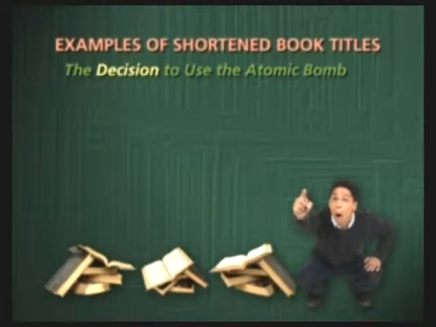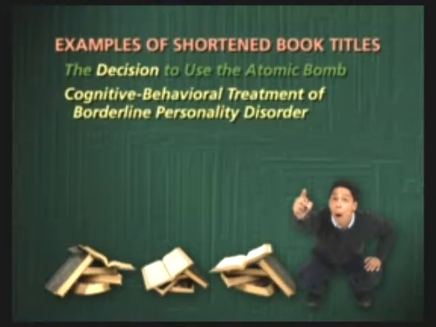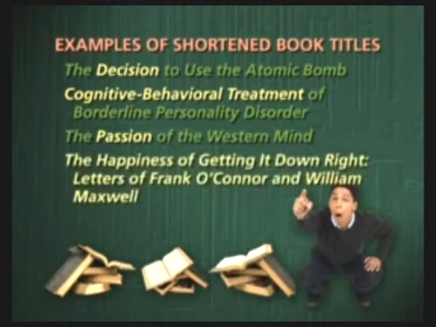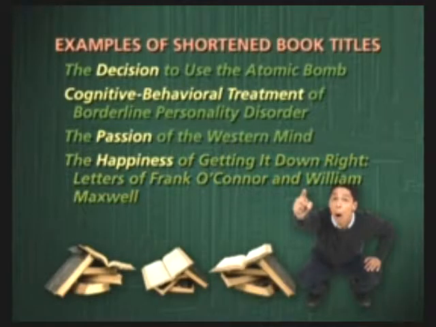What if you were writing a psychology paper and you were referring to a book, Cognitive Behavioral Treatment of Borderline Personality Disorder? You could shorten that to Cognitive Behavioral Treatment. You could refer to the philosophy book, The Passion of the Western Mind, simply as Passion. If you were referring to this book, The Happiness of Getting It Down Right, Letters of Frank O'Connor and William Maxwell, you could refer to this simply as Happiness.